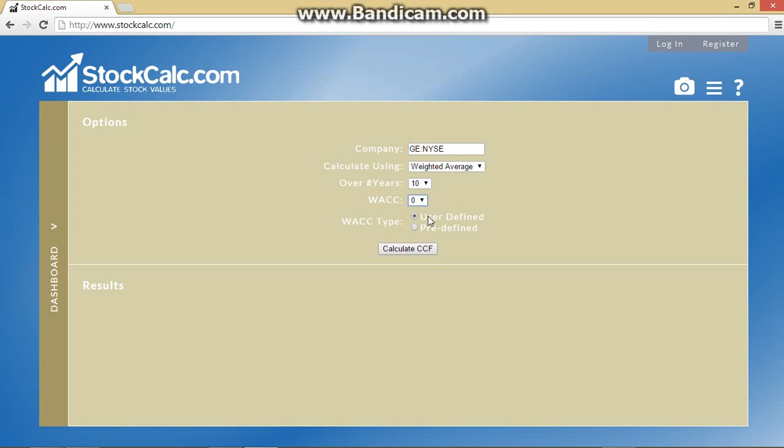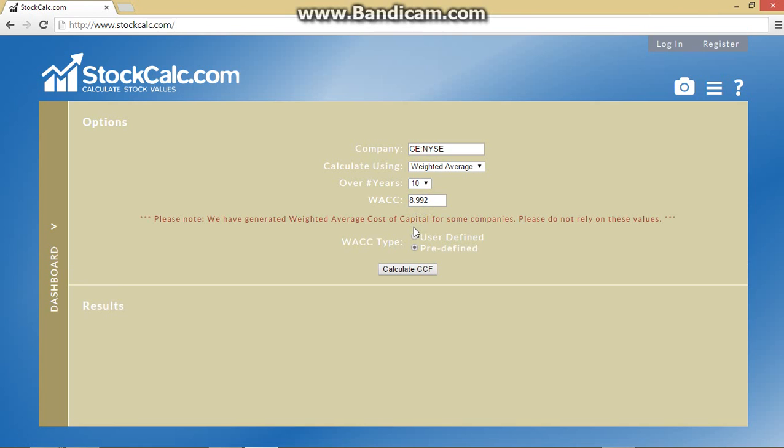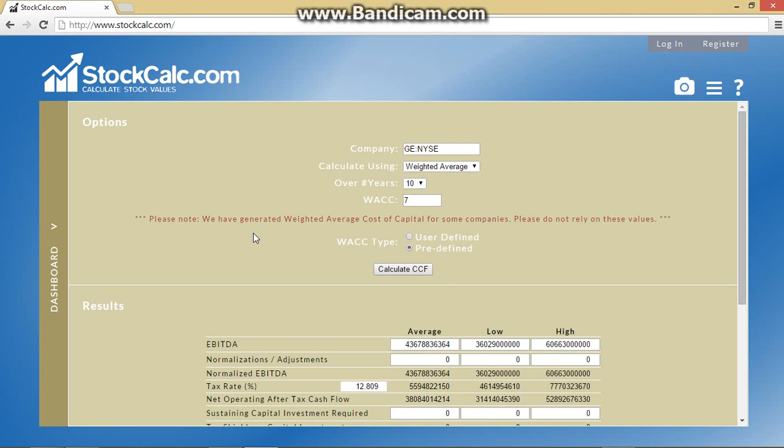We do not have a user-defined weighted average cost of capital, but we have done some predefined costs of capital. You can see the predefined, with the warning message, please do not rely on these values, for General Electric was generated at 8.99. We can change this, for example, if we choose, and we will use 7 as the weighted average cost of capital, or 7%. We can calculate the capitalized cash flow by clicking on the button.